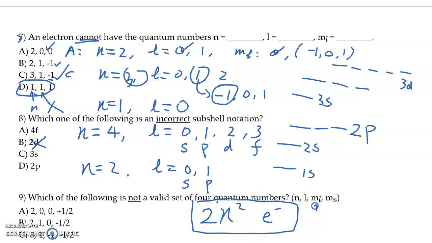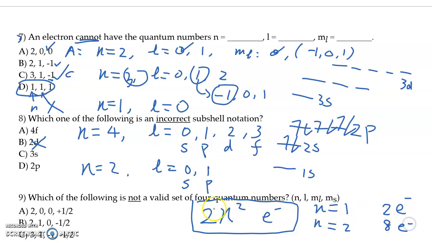For example, when n is equal to 1, how many electrons maximum can we have? We can have a maximum of 2 electrons, so I just fill it here. When n is equal to 2, how many maximum electrons can I have in that principal energy level? I have 1, 2, 3, 4, 5, 6, 7, 8. That means I have 8 electrons. Does it work with this formula? I plug in 2 here, so 2 squared is equal to 4, multiplied by 2. So I can have 8 electrons in that energy level.